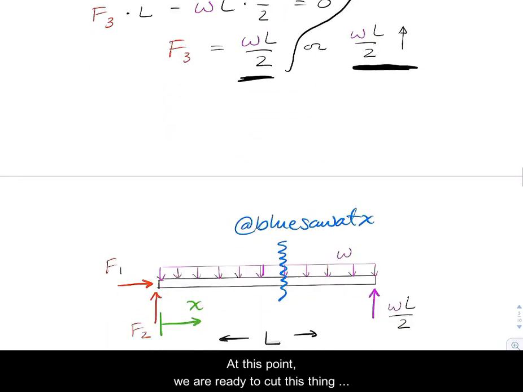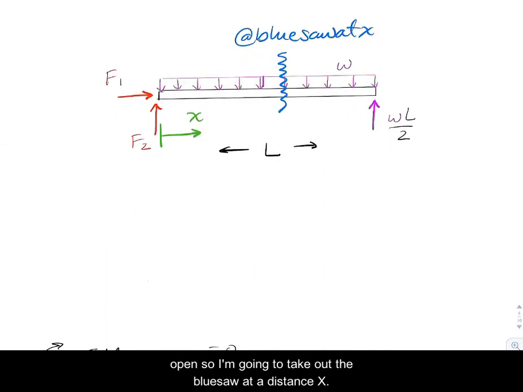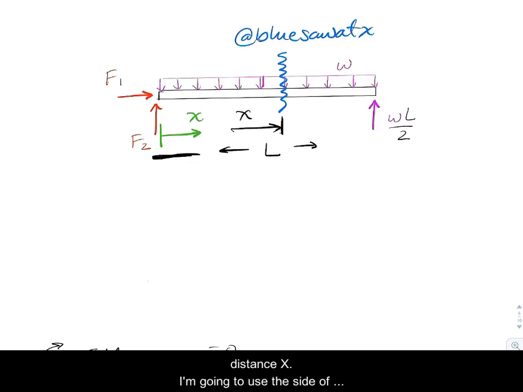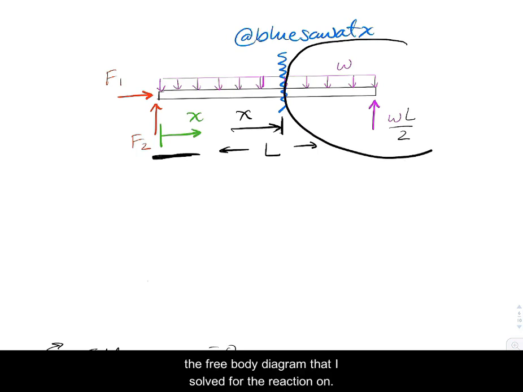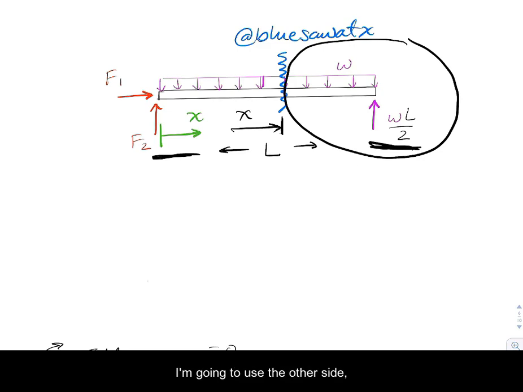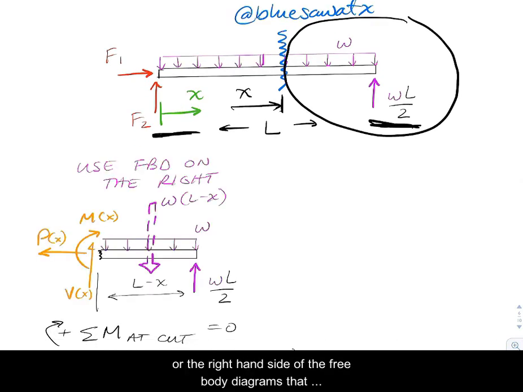Now at this point we are ready to cut this thing open, so I'm going to take out the blue saw again at a distance x. I have defined a coordinate system going left to right, so that is going to be right there, at a distance x. And I'm going to use the side of the free body diagram that I solved for the reaction on, so the right-hand side of the free body diagrams that result.